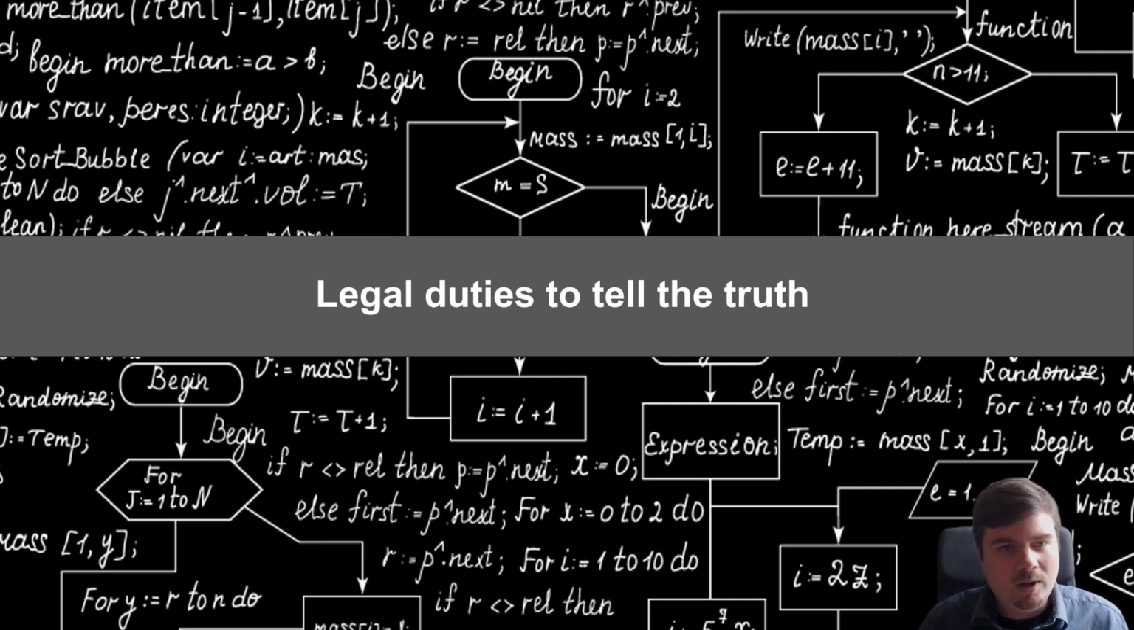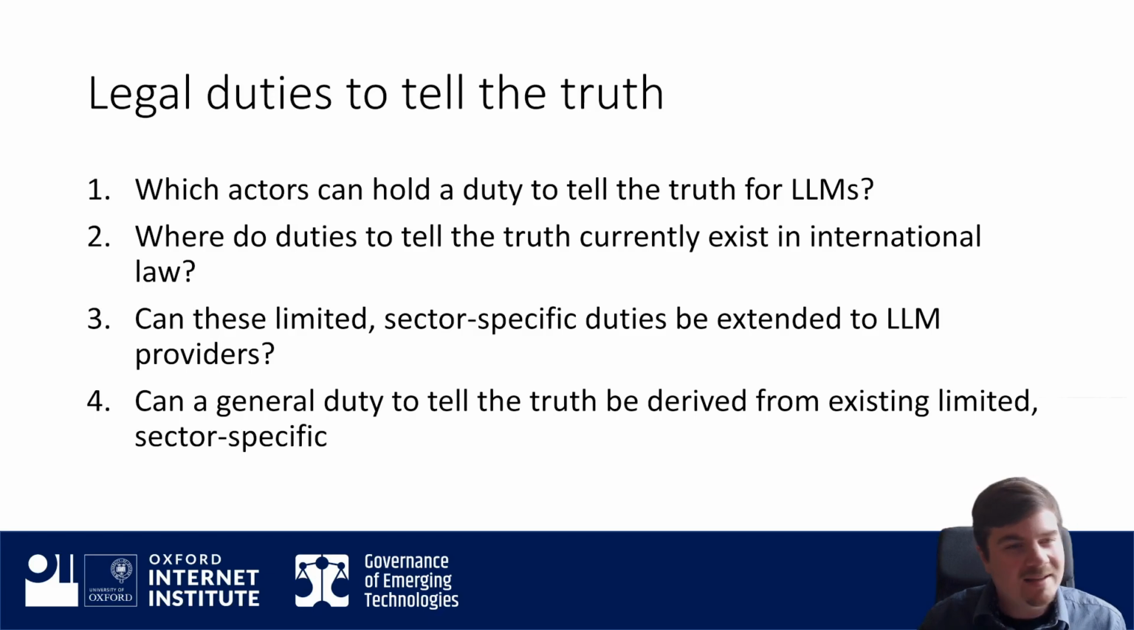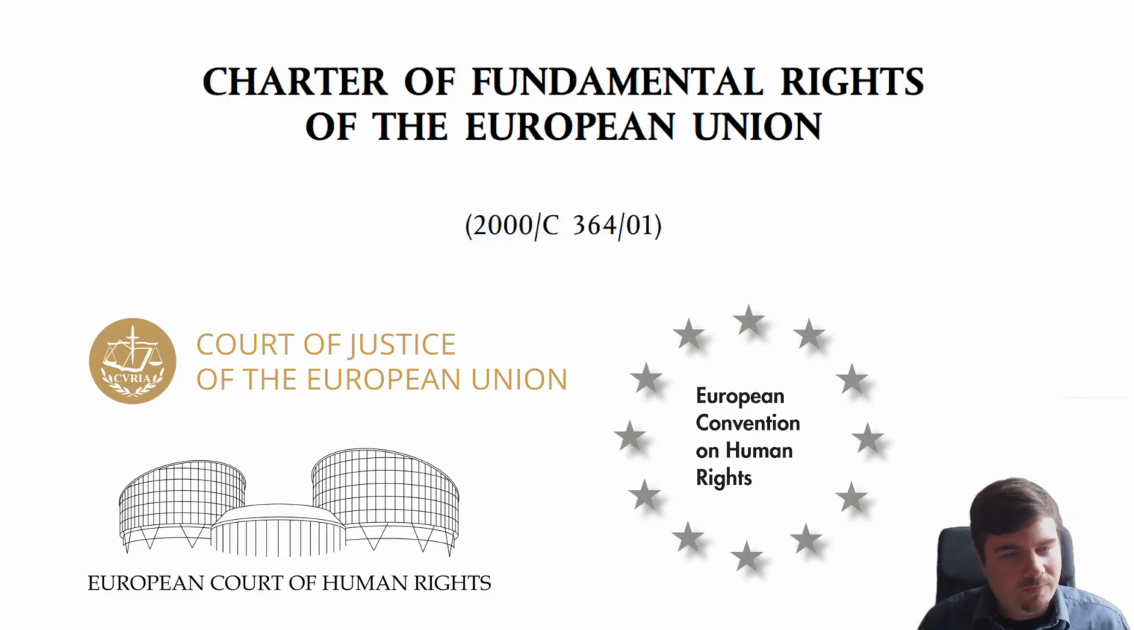So in the article, we also look at whether the providers of these models could be compelled to create models that tell the truth. We ask a number of questions like who could actually hold that duty to tell the truth? Where do those duties exist in international law? Are there general duties? Are they more sector specific and limited? Could you create some sort of general duty to tell the truth to compel a company like OpenAI to create models that consistently tell the truth or produce truthful responses? We looked at the Charter of Fundamental Rights.